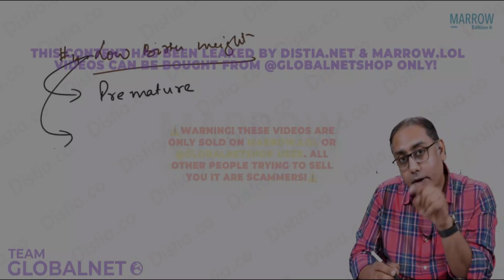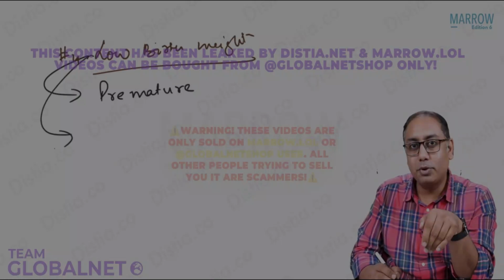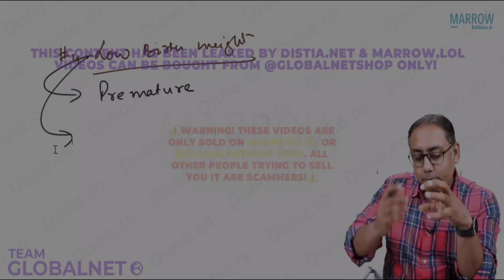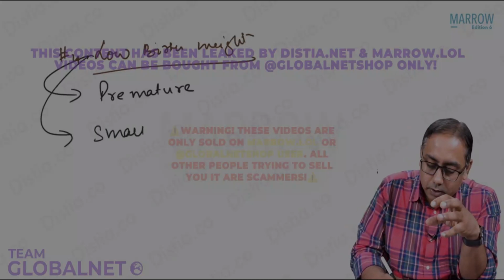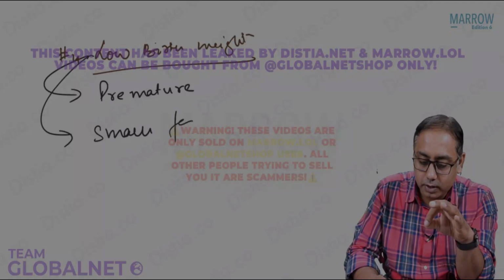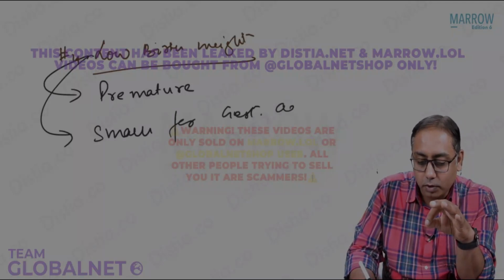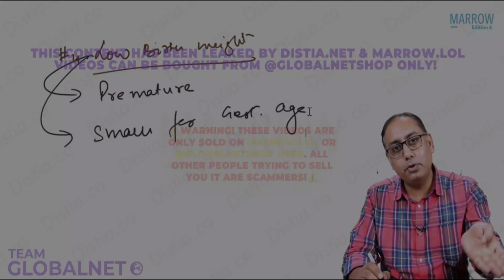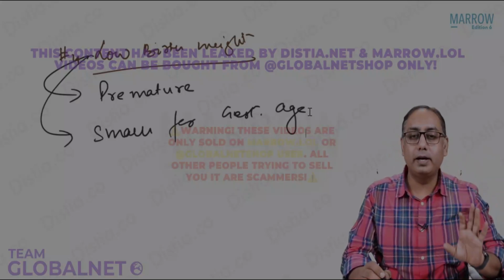Or the baby was born at term, or it could be premature also, whatever age, but that baby was small for the gestational age. Whatever age the baby is born, the baby could not even achieve that particular height at that age.